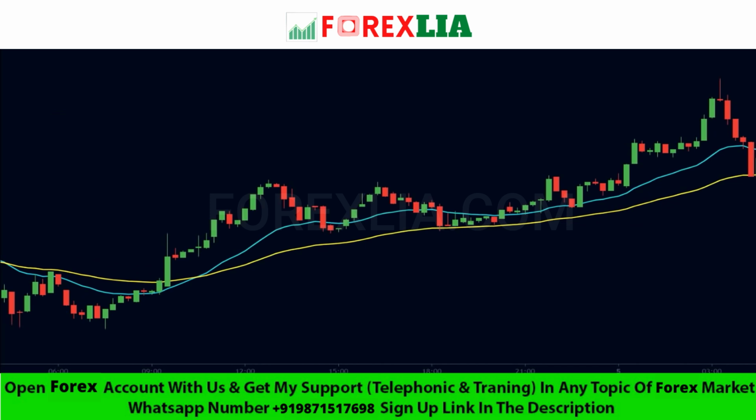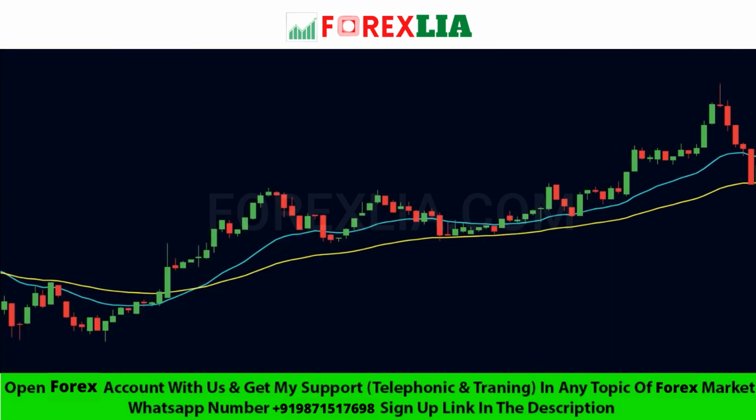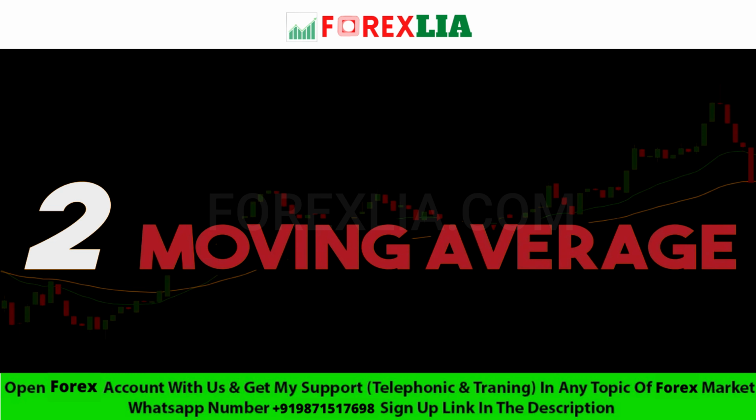In this strategy we will do three things. Number 1, identify the trend. Number 2, wait for a pullback. And number 3, enter when the market resumes the trend. To accomplish these steps we will use 2 moving averages.